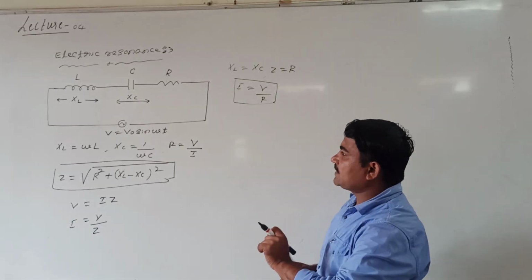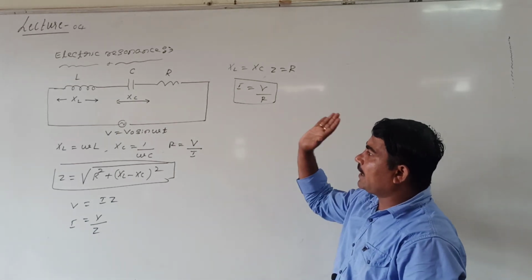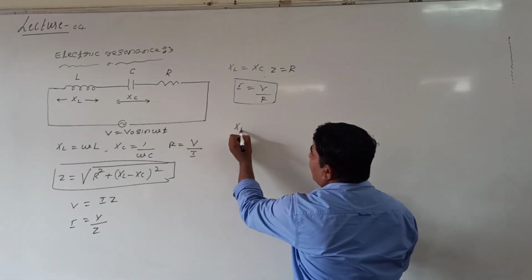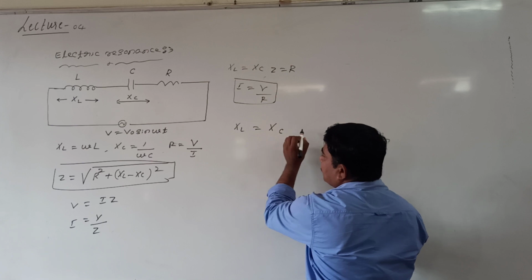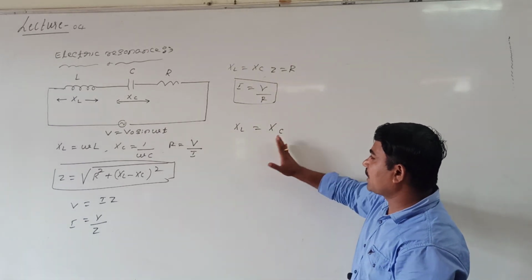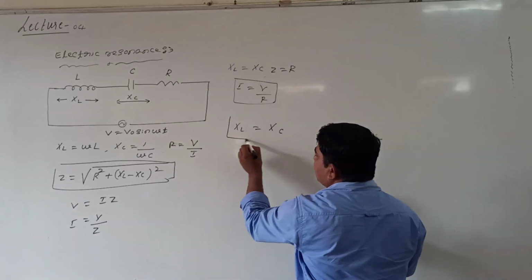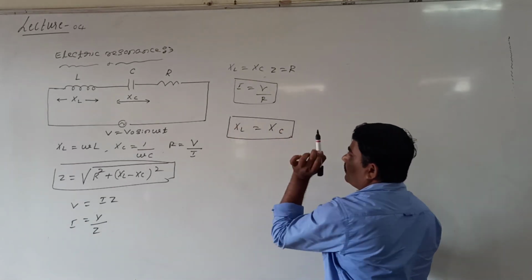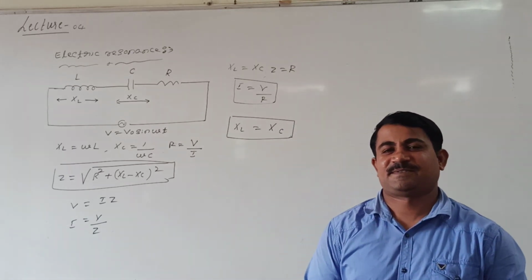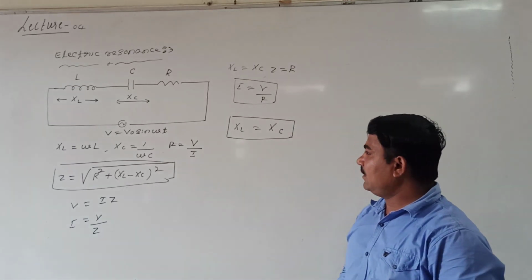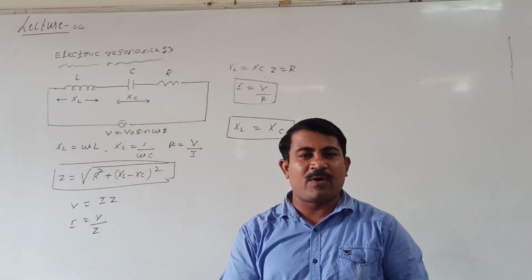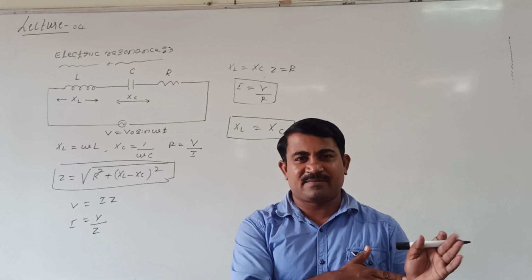To get the maximum value of current, or to get electric resonance, what is the condition? The condition must be inductive reactance equal to capacitive reactance. Wherever inductive reactance equals capacitive reactance, only then the current in the circuit is maximum. This phenomenon I can call electric resonance. Right. Then at a particular frequency, the current in the circuit is maximum. What particular frequency is required? That we'll see.